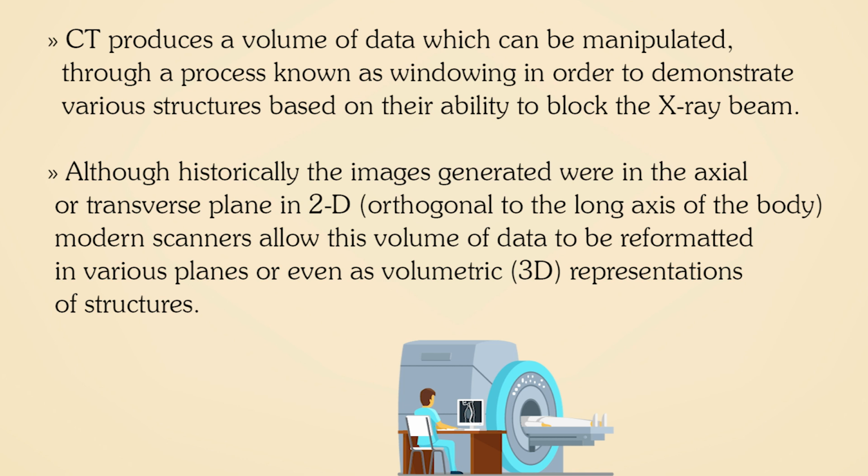CT produces a volume of data which can be manipulated through a process known as windowing in order to demonstrate various structures based on their ability to block the X-ray beam. Although historically the images generated were in the axial or transverse plane in 2 dimension, that is orthogonal to the long axis of the body, modern scanners allow this volume of data to be reformatted in various planes or even as volumetric 3-dimensional representations of structures.